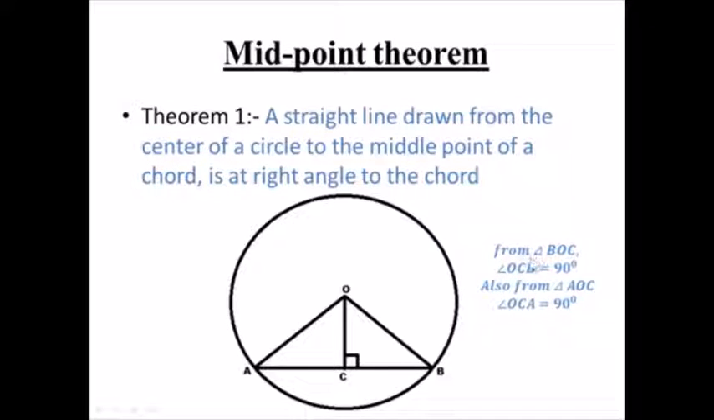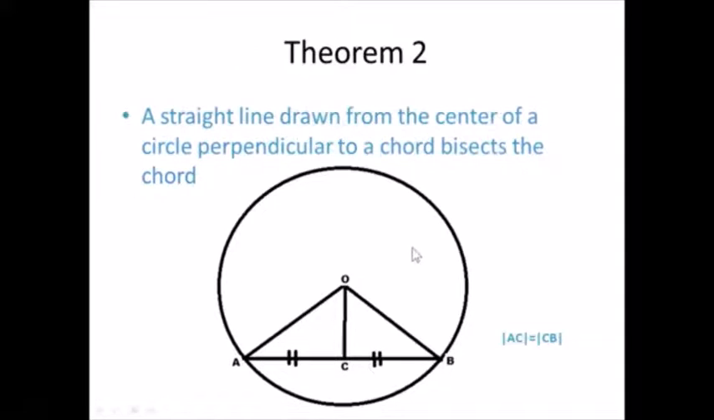And from what you can see, from triangle BOC, the angle at C here is 90 degrees. Also from triangle AOC, the angle here is also 90 degrees. That's the first theorem.